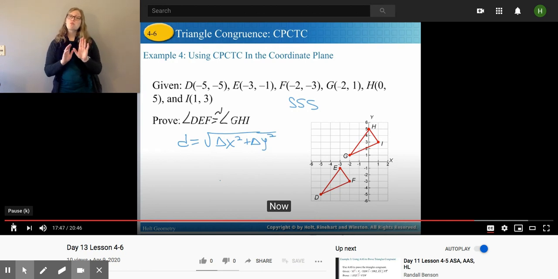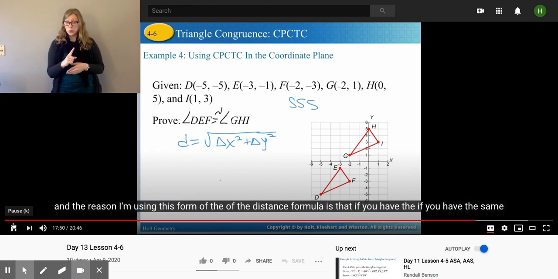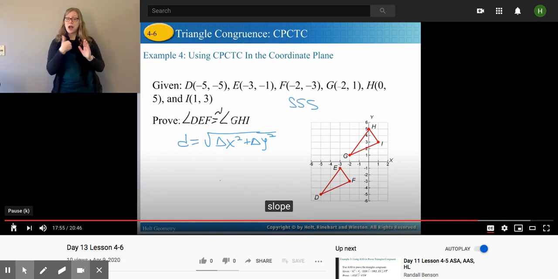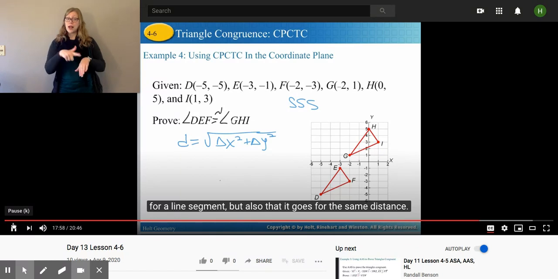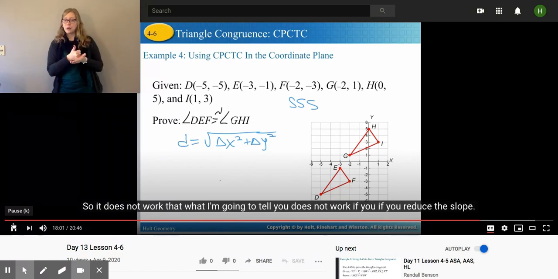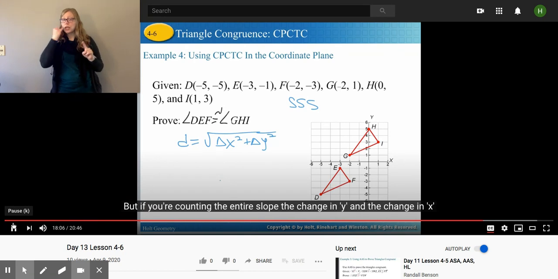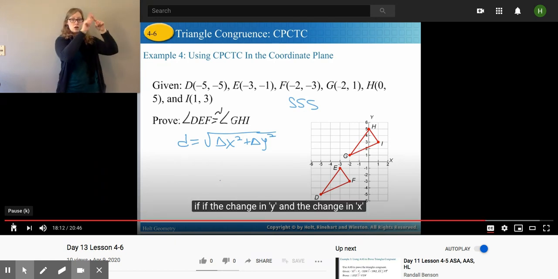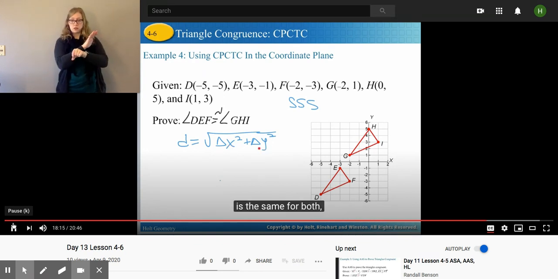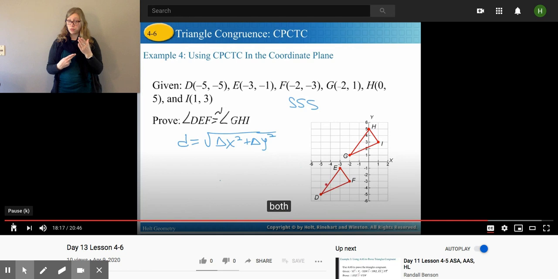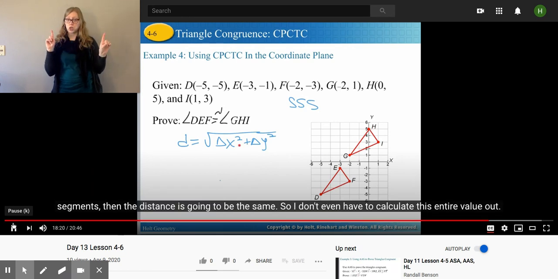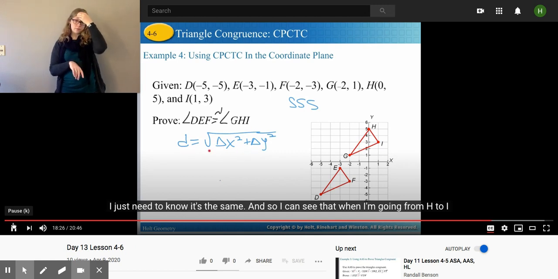Now, one thing that's true, and the reason I'm using this form of the distance formula, is that if you have the same slope for a line segment, but also that it goes for the same distance. So it does not work if you reduce the slope. But if you're counting the entire slope, the change in y and the change in x, if the change in y and the change in x is the same for both segments, then the distance is going to be the same. So I don't even have to calculate this entire value out. I just need to know it's the same.